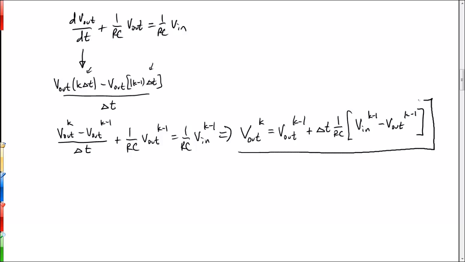So that means that if we know anything about the past, if we know anything about the time step immediately before this one, we can use that information to find what the value for V out is at the current time step. And then we know everything at the current time step, so now we can find the value for V out at the next time step. And then we know everything in the next time step, and so forth.